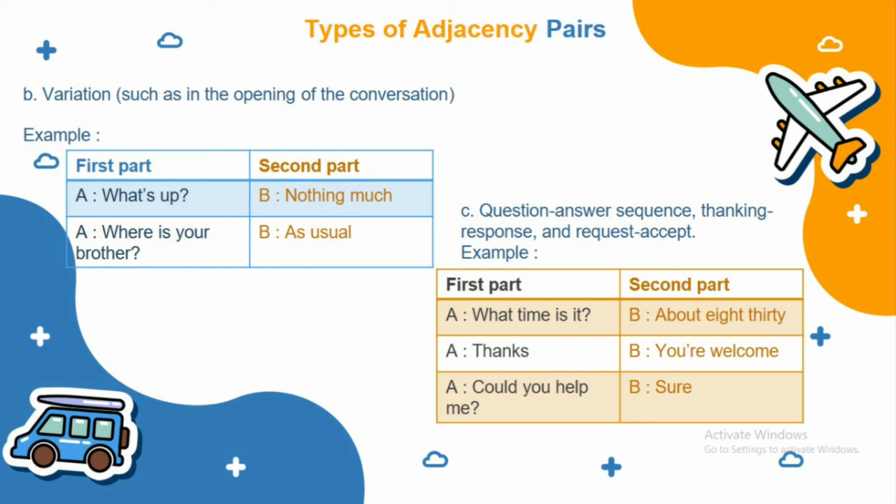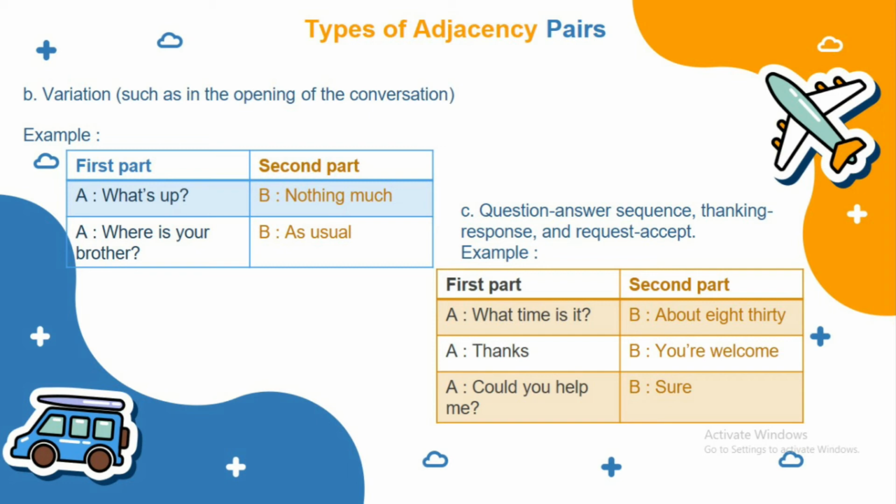2. Variation, such as in the opening of the conversation. For example, first part, A: what's up? Second part, B: nothing much. A: where is your brother? Second part, B: as usual. And 3. Question-answer sequence, thanking-response, and request-accept.